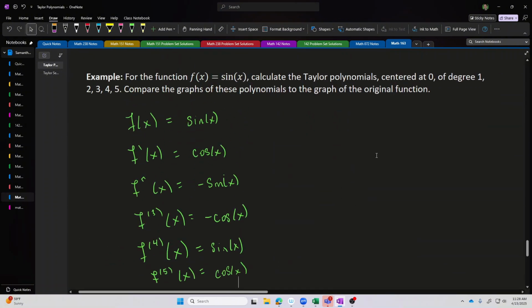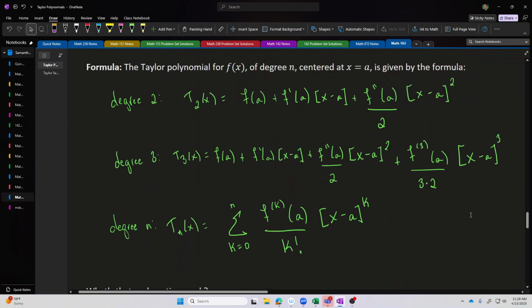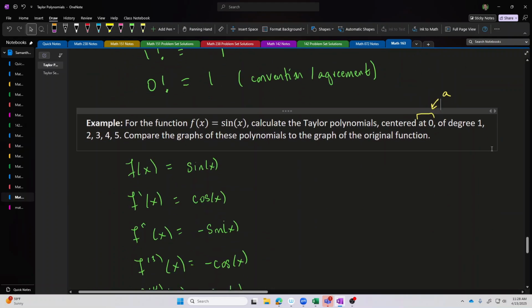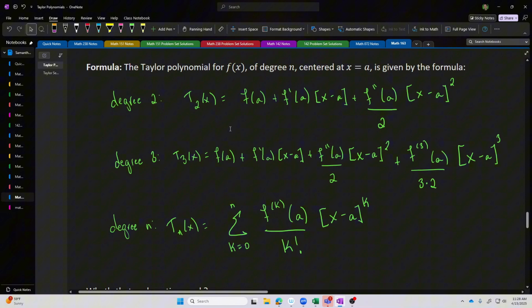Now, in this problem, our Taylor polynomials are said to be centered at 0. So when we're saying where the polynomials are centered, this is pointing us toward the value of a, the quantity referred to as a in the Taylor polynomial formula and in the linear approximation formula. So let's go ahead and plug a equals 0 into each of these functions to find the specific values that would go into the Taylor polynomial formulas here.